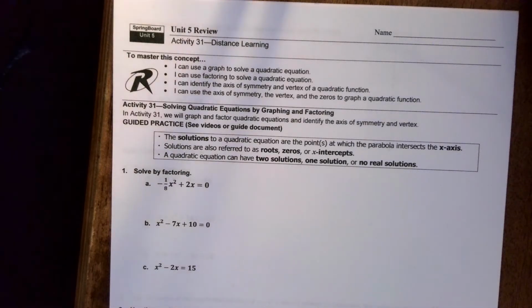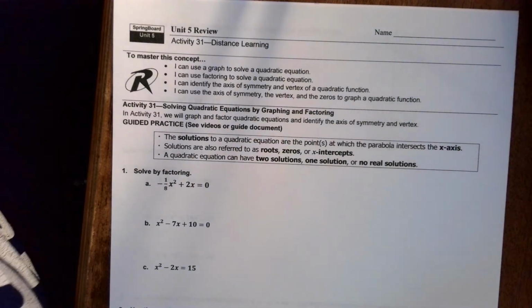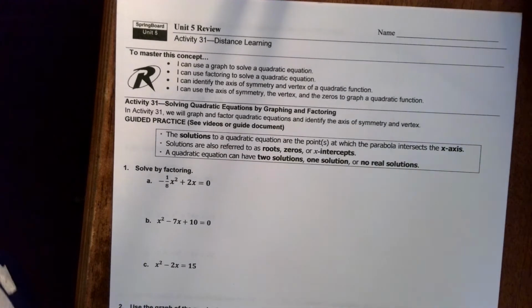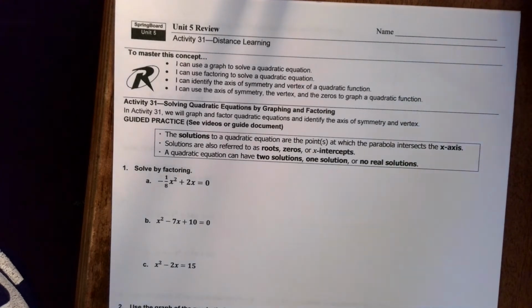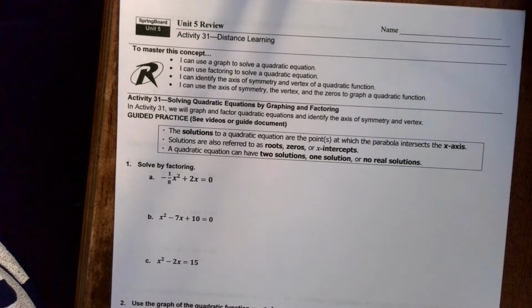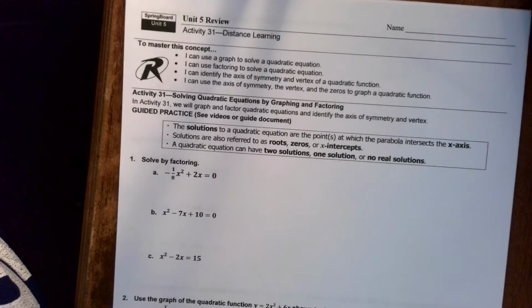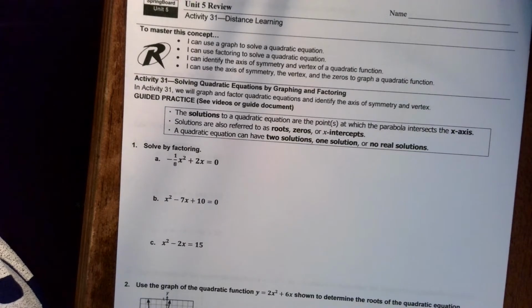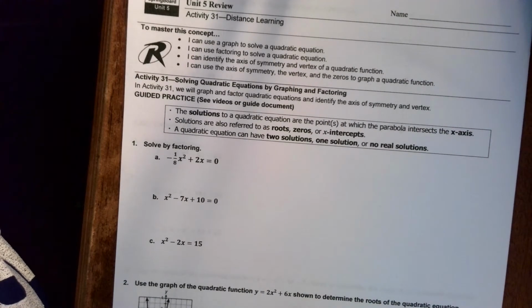Alrighty, good morning, y'all. We are still working on this Unit 5 review. Activity 31 is solving quadratic equations, which is about where we left off. This was the last thing I know I covered right before spring break, when y'all left. So this is kind of the last little bit of review I have, but that's okay. We're going to cover this and we'll get on with it.